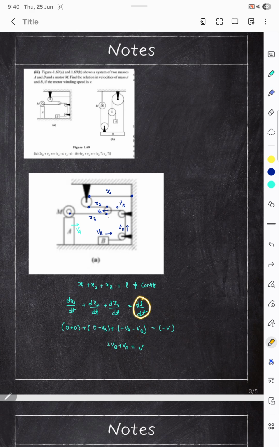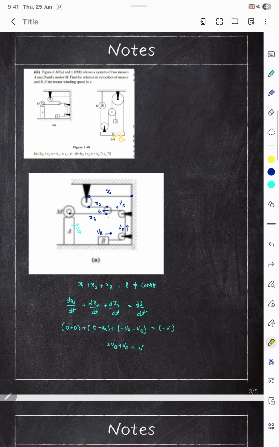dL by dt represents the rate of change of length. In this question it is given that the motor winding speed is v, and this motor is winding the string with velocity v. It means that it decreases the length, and that's why it is considered minus v. After solving this, we got the result 2vb plus va equal to v, and it is given in the answer also.